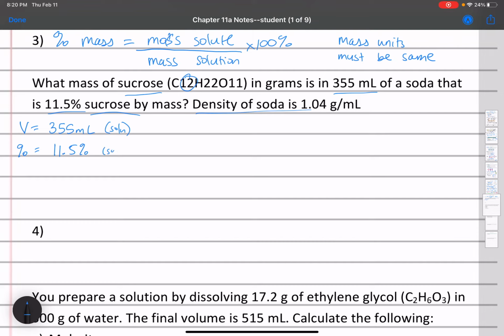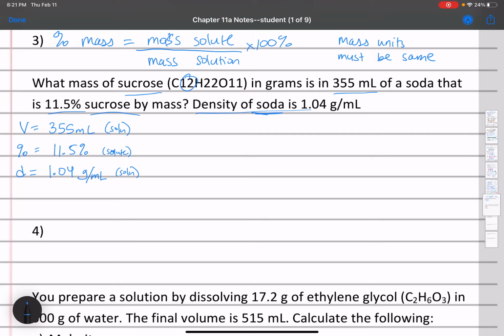And that is talking about the sucrose, the solute. And then I also have a density of 1.04 grams per milliliter. And this is the density of the soda. The soda is the solution. So I'm just noting what I'm given, whether the mass or the volume is that of the solution, of the solvent, or of the solute. Okay, so I have these things.